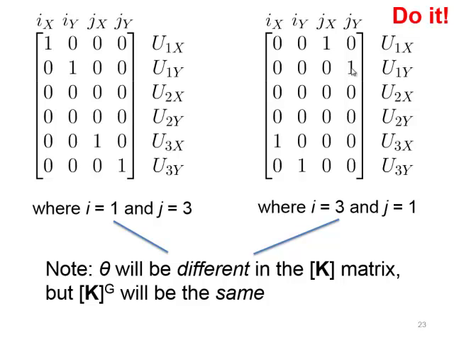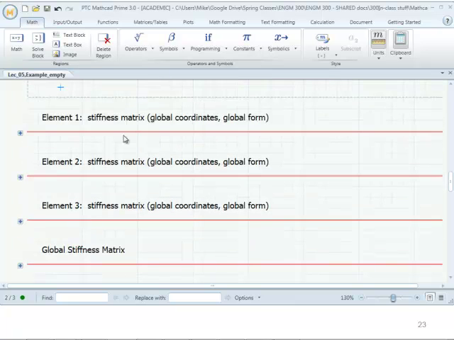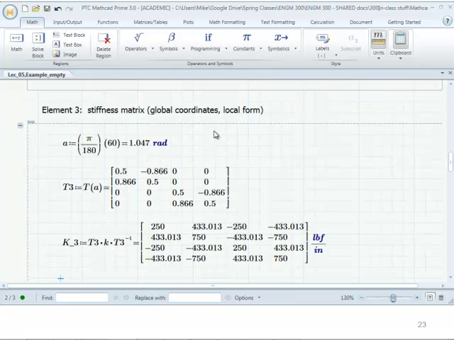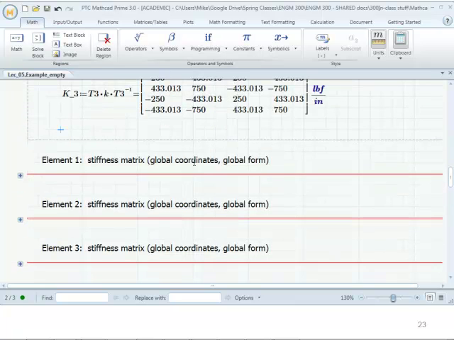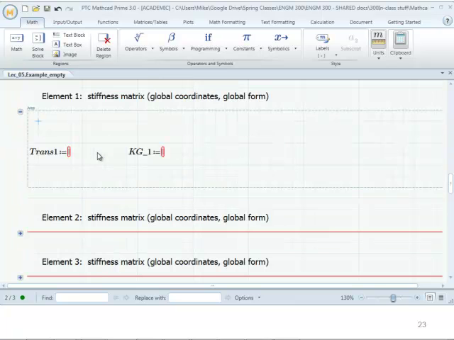All right, so let's do that. So we'll go back to Mathcad here. All right, so note the parenthetical statement here. So this is the global coordinates, local form, and we're going to shift to global coordinates, global form. That's what these sections are all about. All right, so let's open that up.